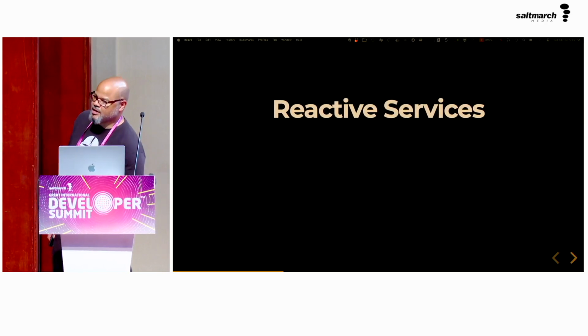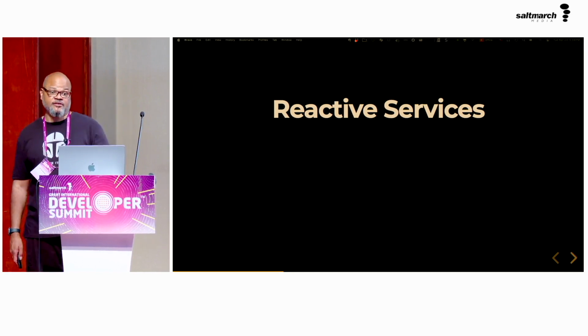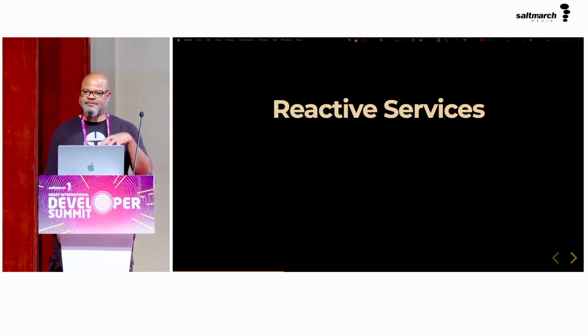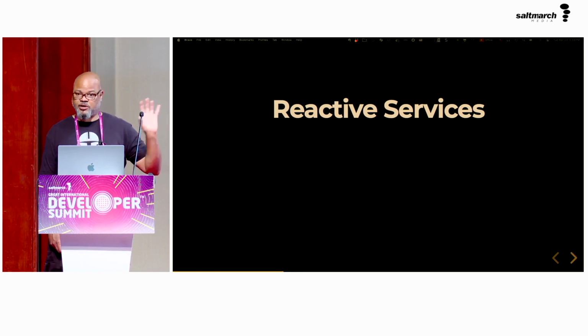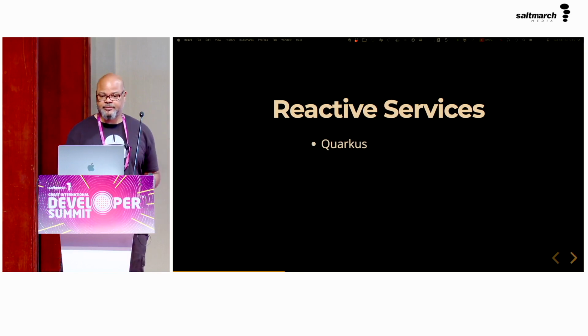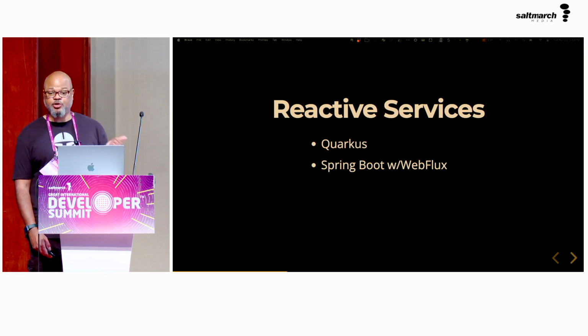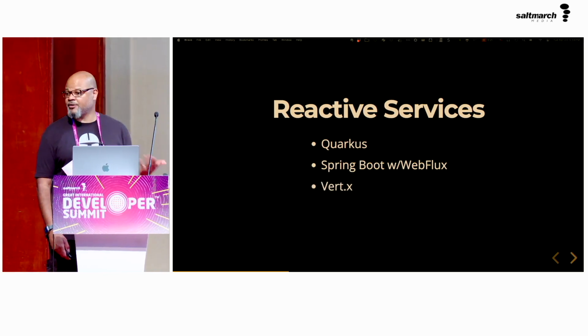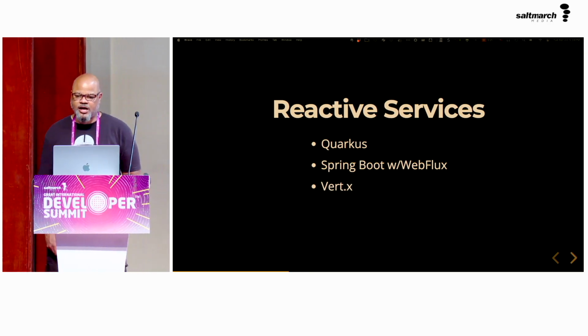If you're going to write a service and you want to use reactive APIs, you need some way to integrate the reactive library, like RxJS or Spring Project Reactor, into your framework. Quarkus has a reactive set of APIs. Spring Boot does it with WebFlux. You can also just use Vert.x or Micronaut as well. And we all have support for these APIs.